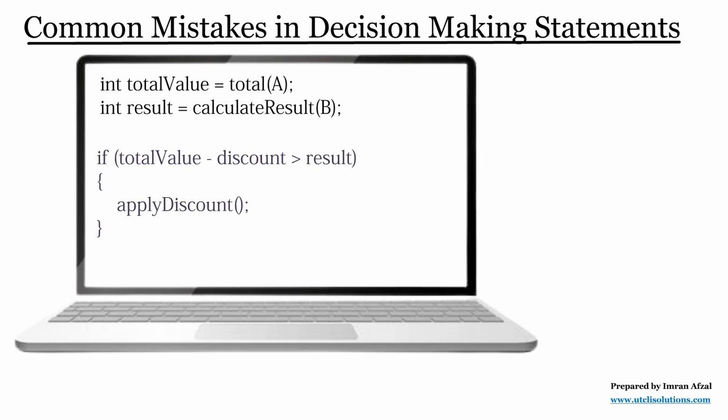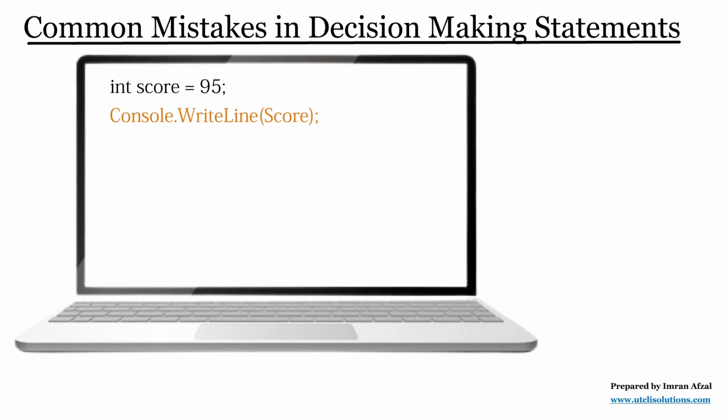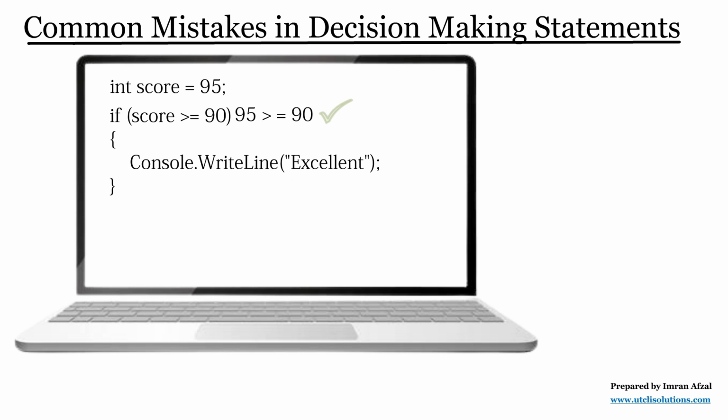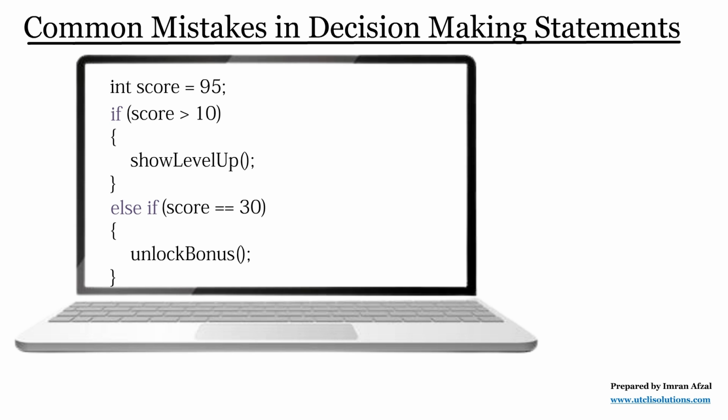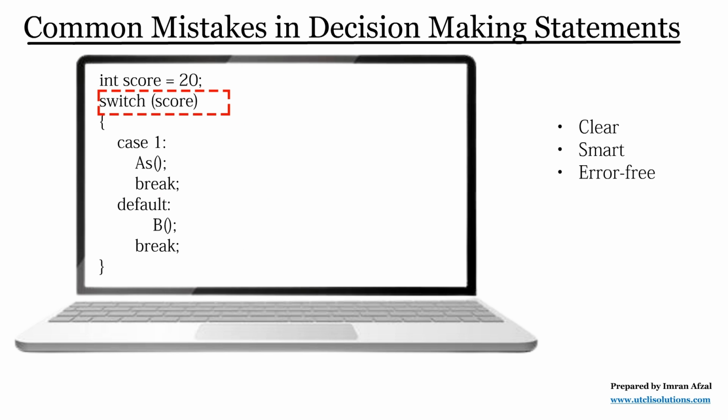To avoid all these issues, it is best to write and test small pieces of code one step at a time. Printing values and checking your logic helps you see what is really going on. Over time, you will learn how to write clear, smart, and error-free decisions using if, else if, and switch.